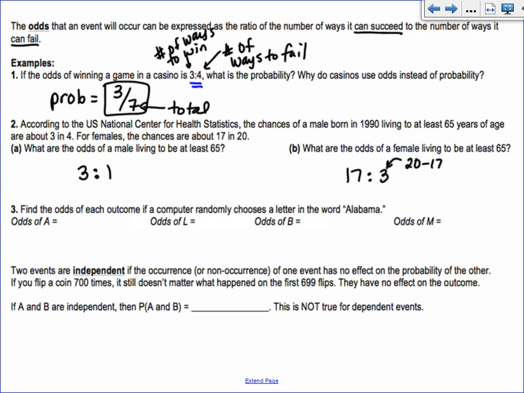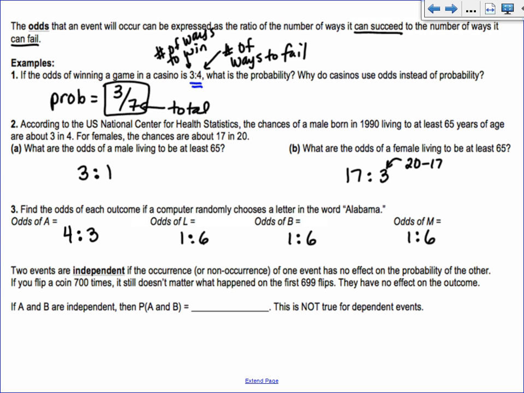Find the odds of each outcome if the computer randomly chooses a letter in the word Alabama. So the odds of getting an A would be there's 4 A's, and then there's, let's see, 7. Are there 7 letters? Yeah, so 4 to 3. So 4 ways to win, 3 ways to lose. Next one, 1 to 6, 1 B, 6 other letters, and 1 M, 6 other letters.